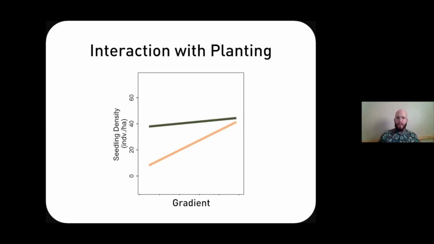We're trying to understand this because in a practical sense, on the left side, the more stressful side, if you had this result, we would want to focus our planting efforts there and not in the area where planting doesn't actually increase tree density.